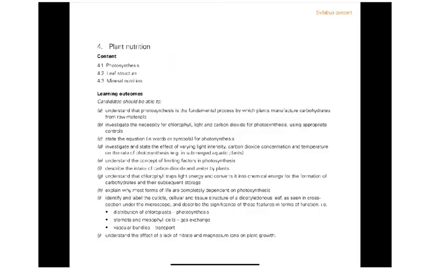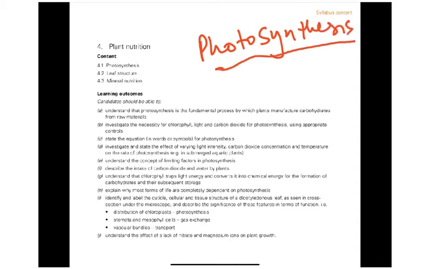Let's look at the syllabus. Chapter 4 is plant nutrition. Plant nutrition is all about photosynthesis, so we're going to be studying photosynthesis in a lot of detail. As per the O-level syllabus, you have to know the synthesis, the leaf structure, and the mineral nutrition. We will tackle the first few points, which is that photosynthesis is the fundamental process by which plants manufacture carbohydrates. Then there are three practicals here, and then the equation, and then another three practicals here.